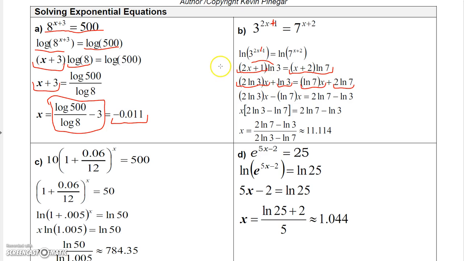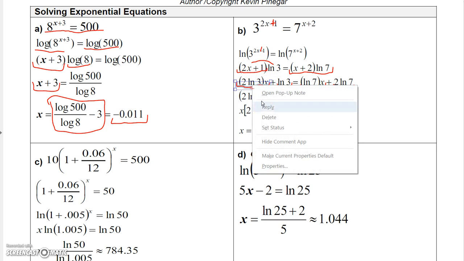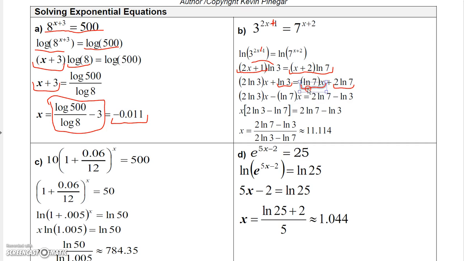Now the reason I did all of that was because I want to look for these two terms that have the x in them, because I want these two terms to be on the same side of the equal sign. So I can take this natural log of 7 times x and move it to the left, and it becomes minus. And then since this natural log of 3 doesn't have an x in it, I can move it to the other side and it becomes minus. So I have 2 natural log of 3 minus natural log of 3 on the right.